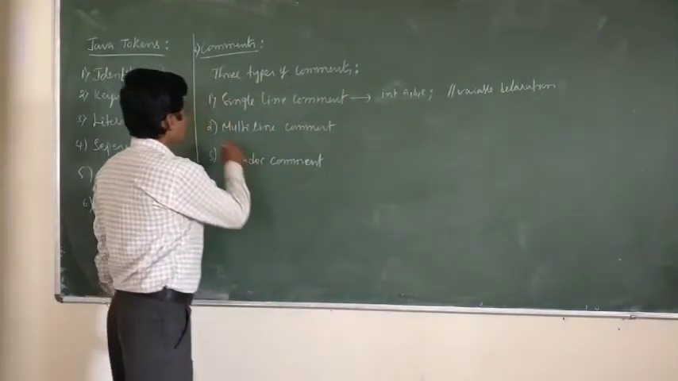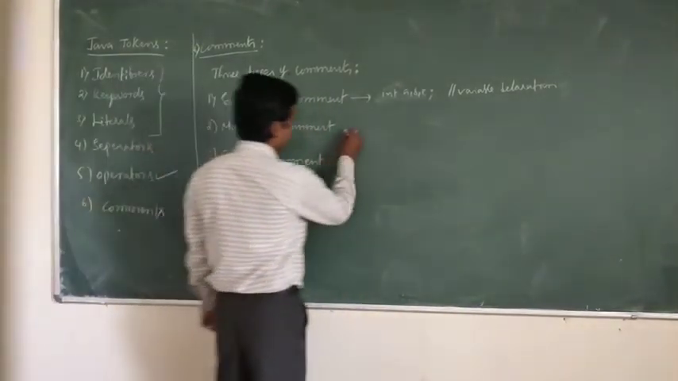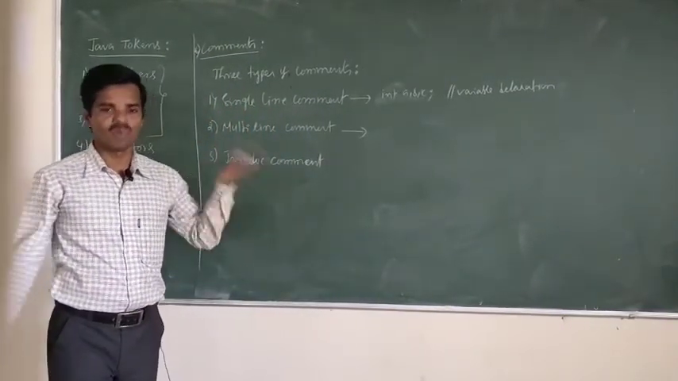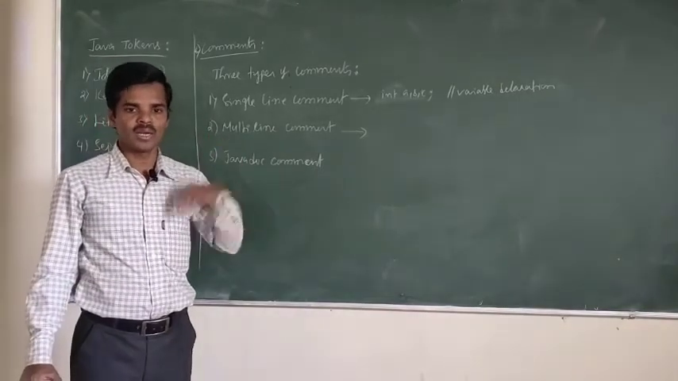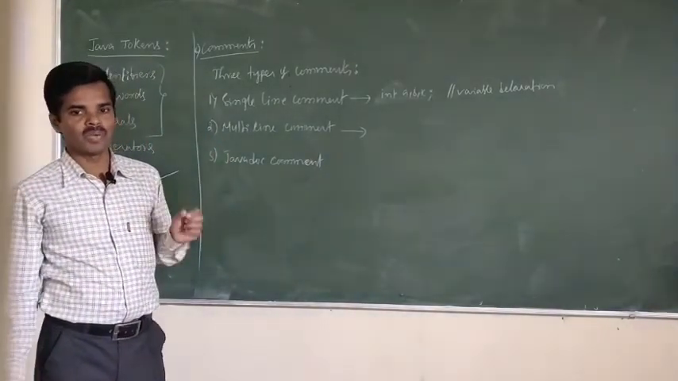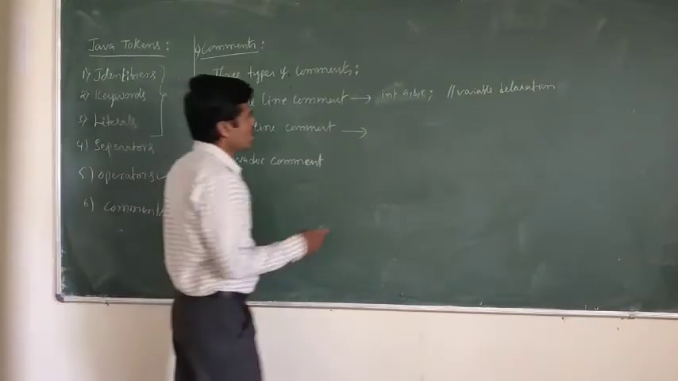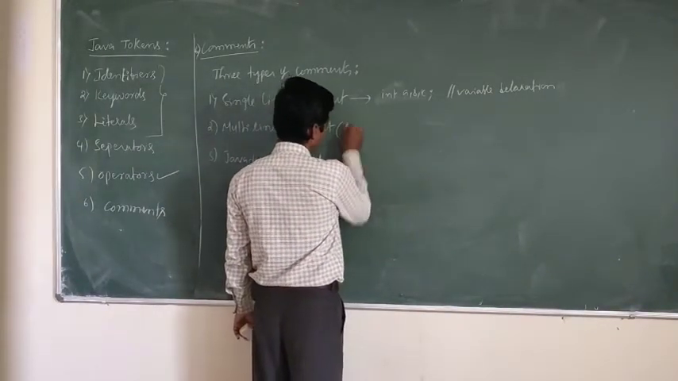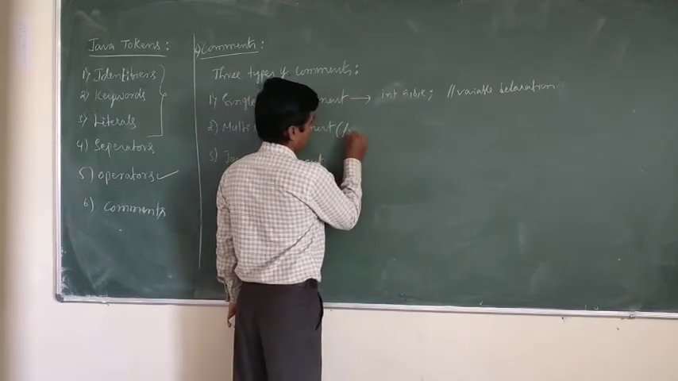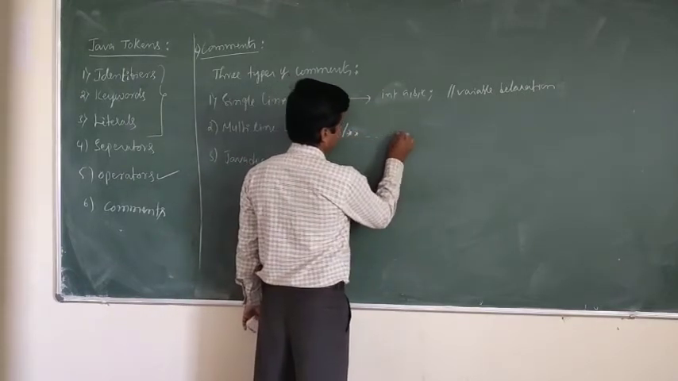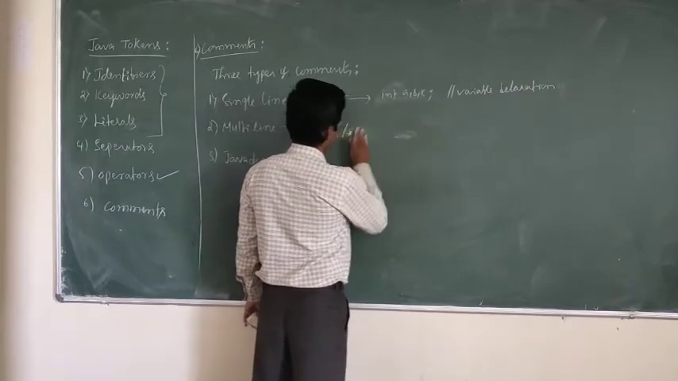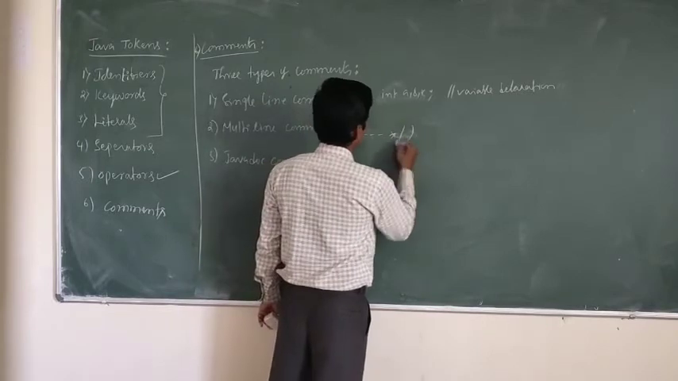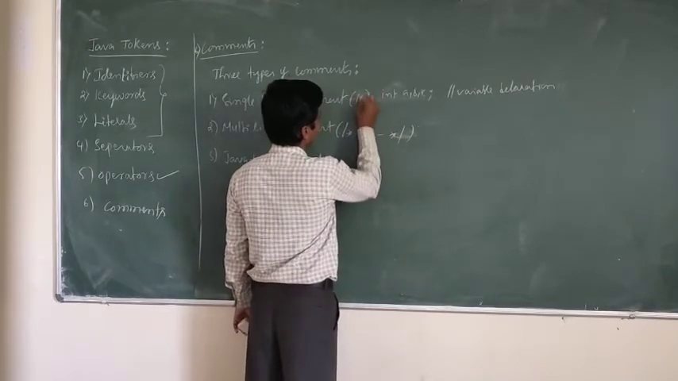Next, multi-line comments. Multi-line comments are used if you want to comment more than one line, that is, multiple lines. You can use multi-line comments with the symbols slash star, then star slash. So this is the multi-line comment.